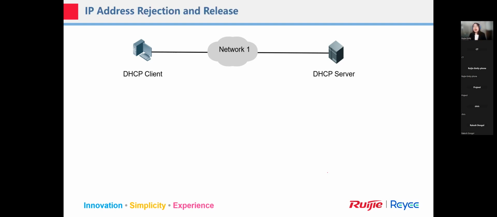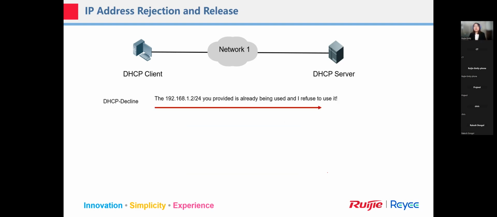And the other action is the IP address rejection and the release. I will send out a special message, DHCP decline, and this IP address you provided is already being used, and I refuse to use it. Maybe in the network, the other client already uses this IP address, and there is an IP address conflict, right? So I will tell you this IP address I don't want to use.